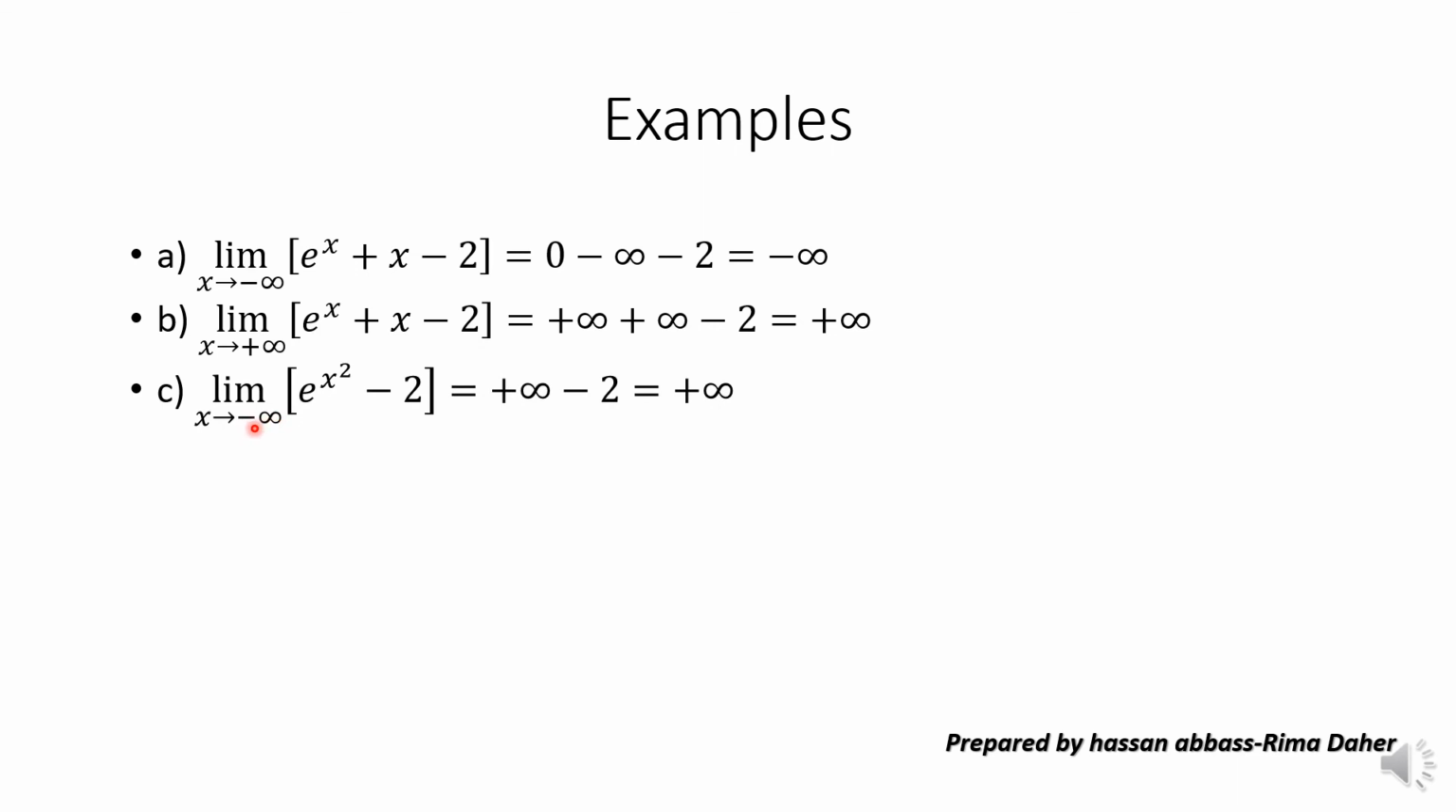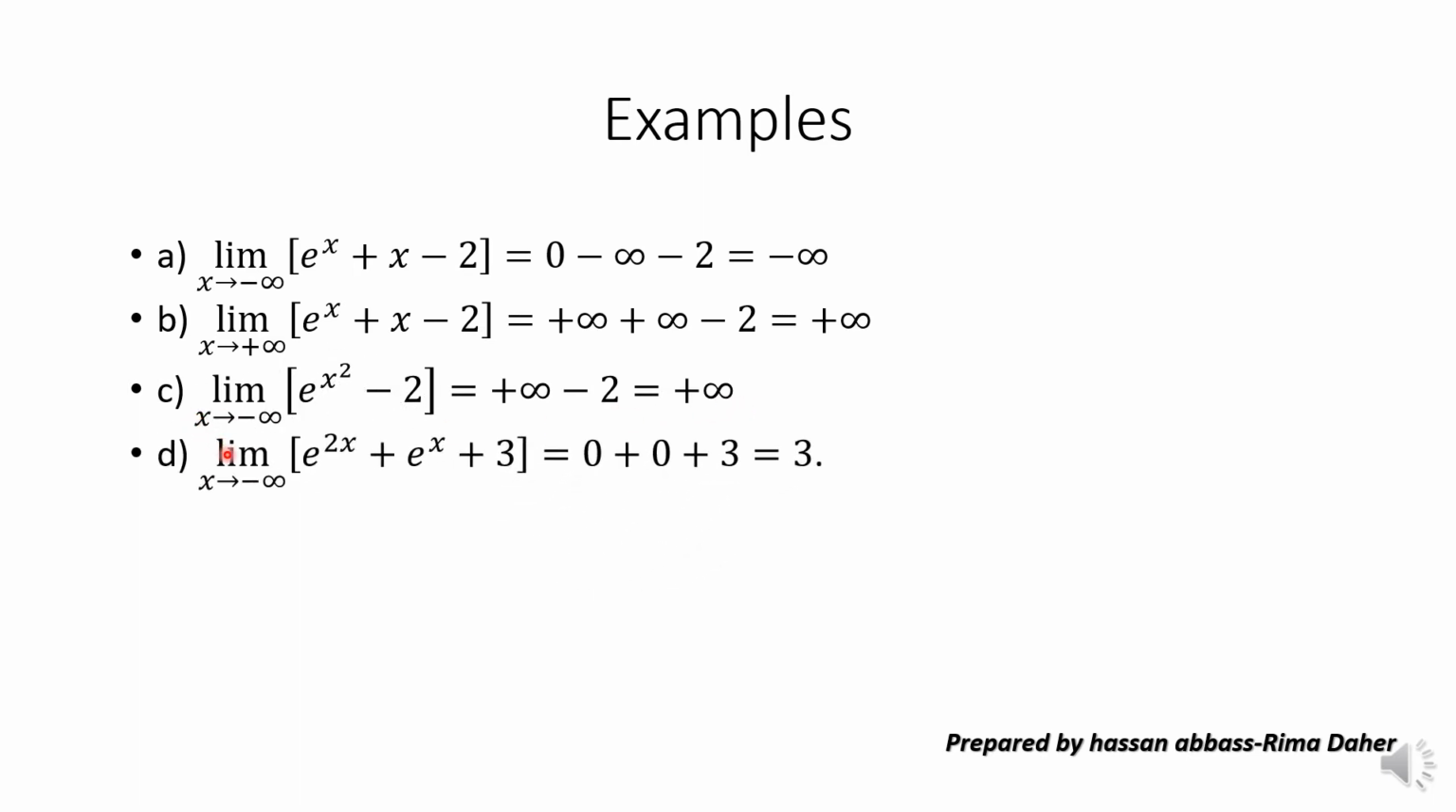Limit where x tends to minus infinity of exponential x squared minus 2. Replace x by this value, minus infinity. We get exponential of minus infinity squared, and minus infinity squared is plus infinity. We get exponential plus infinity minus 2, and exponential plus infinity is equal to plus infinity. Then this limit is equal to plus infinity.